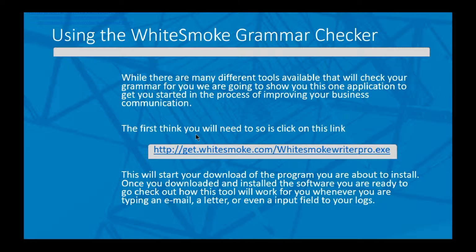So basically the first thing you're going to need to do is click on this link, and you can see the whitesmokewriterpro.exe. This will start the download of the program you're about to install. Once you've downloaded and installed the software, you're ready to check out how this tool will work for you. It works wherever you may be: typing an email, a letter, your logs, Excel spreadsheets, PowerPoints. It's really quite slick. So let's go ahead and get into that.